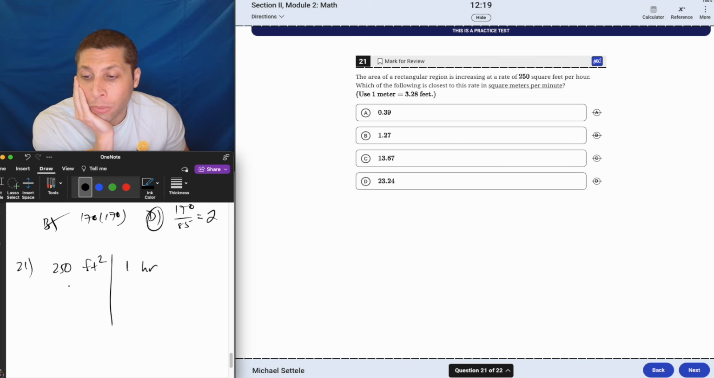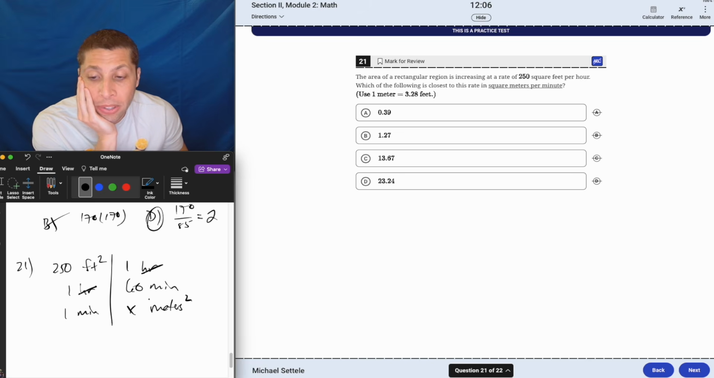So first of all, 1 hour is 60 minutes. That gets rid of this. That gets rid of this. Square meters per minute. So per minute, how many meters squared? Now the problem is these squareds. People are going to forget about this, but look where we are, number 21. You know there's going to be some little twist.